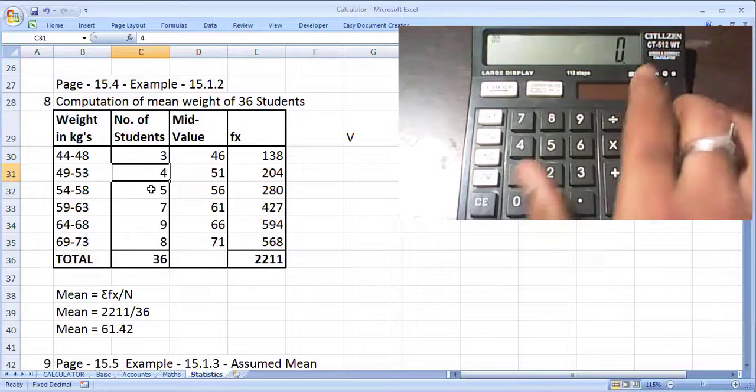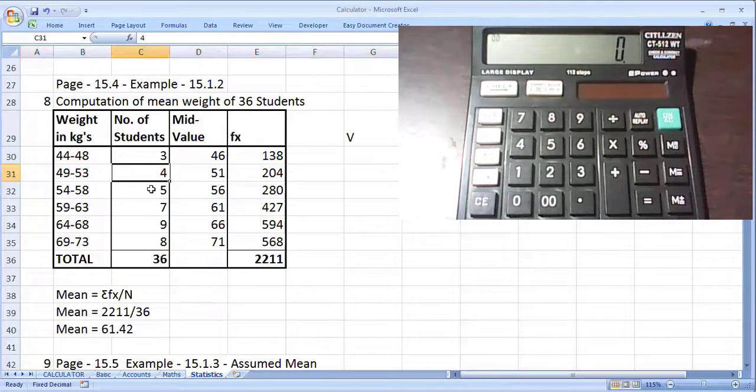Mean calculation is very easy, right? Sigma fx by n. But here it is the mean weight, as they want weight. So class interval, we will take it, right? The number of students they have given like 3, 4, 5 and all those things. The summation of these will give you 36. Now we need to find out the mid value in order to find the fx value. So the formula is sigma fx by n.